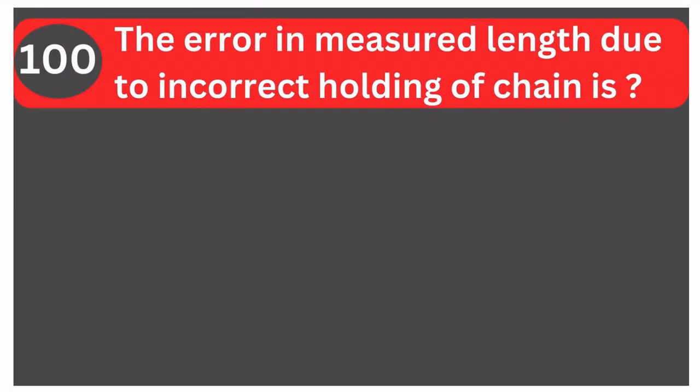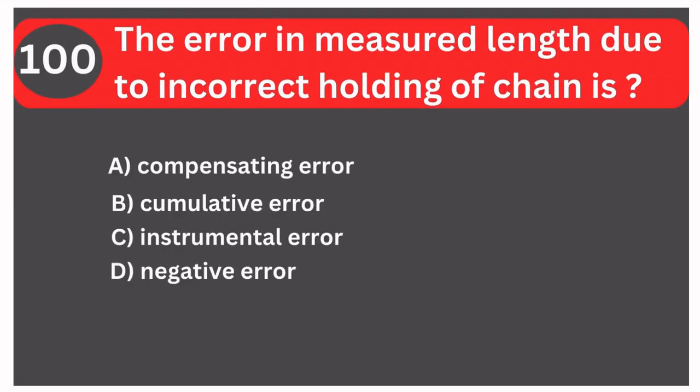The error in measured length due to incorrect holding of chain is. Options: A. Compensating error. B. Cumulative error. C. Instrumental error. D. Negative error. Answer: A. Compensating error.